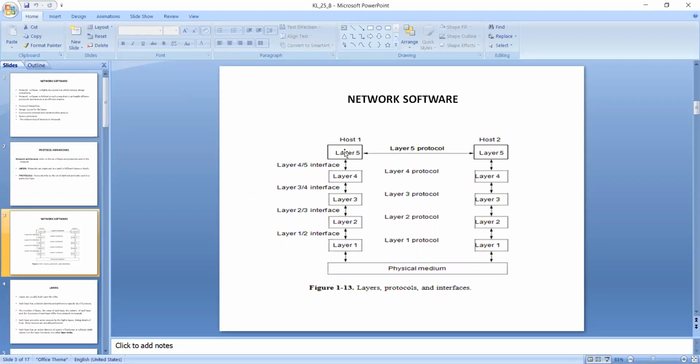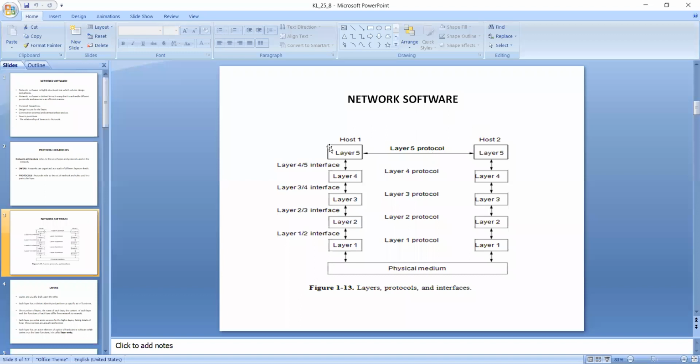Sorry. So here it is host one. Host one consists of five layers. The top one is layer five. Below that layer 4, next layer 3, layer 2 and layer 1. Similarly, host 2 also contains 5 layers. Here host 1 may be a client and host 2 may be a server, or vice versa. Or host 1 and host 2 may both be servers, or both may be clients. Whatever it may be, those two are machines.